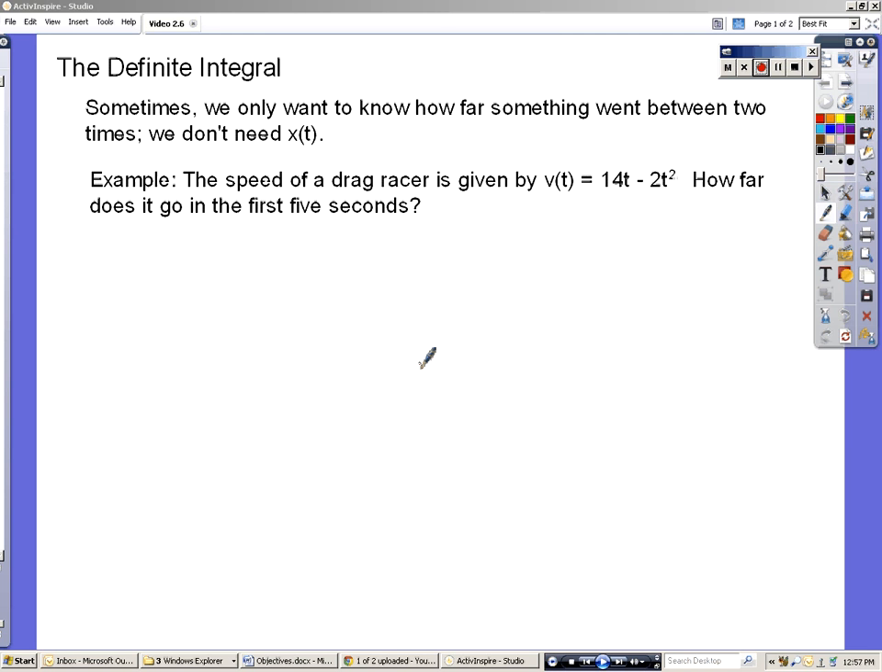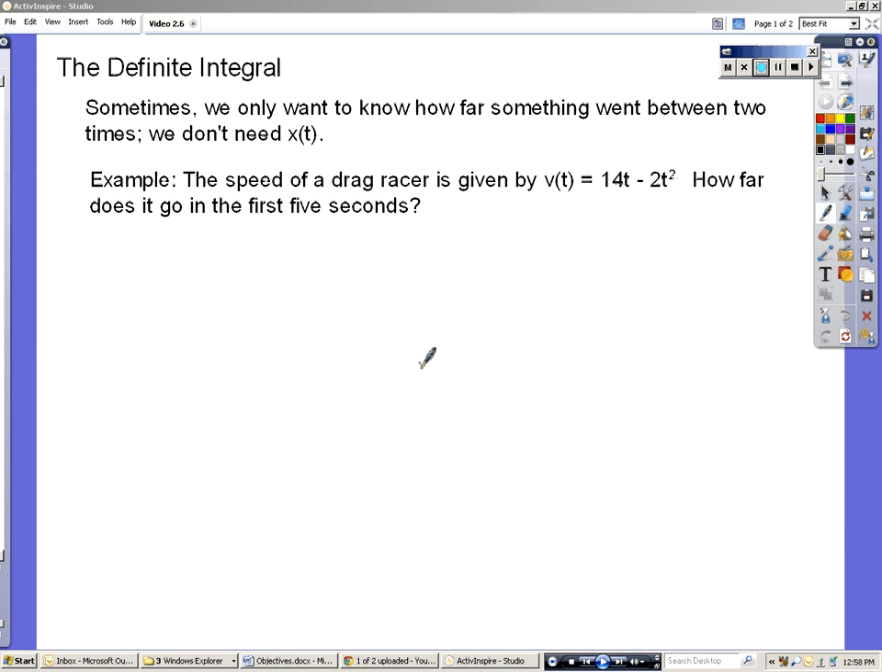This is the last video for kinematics and calculus. We're looking at how to evaluate something called the definite integral. What the last two videos have been about is antiderivatives, or indefinite integrals. And we'll see where that name comes from in a second. But sometimes, you just need to know how far something went between two times. You don't need x of t as a function of time.